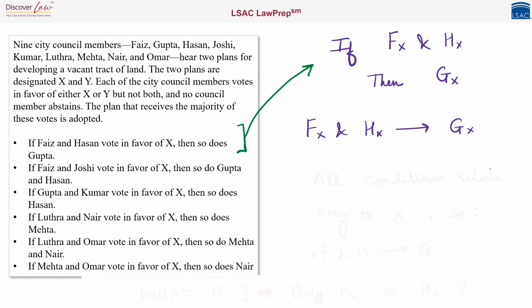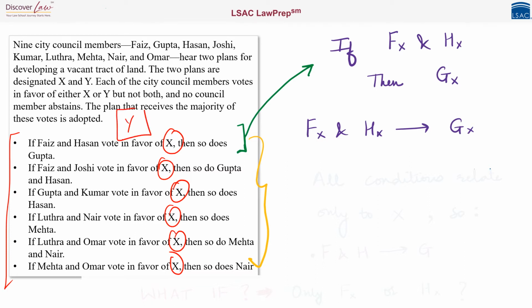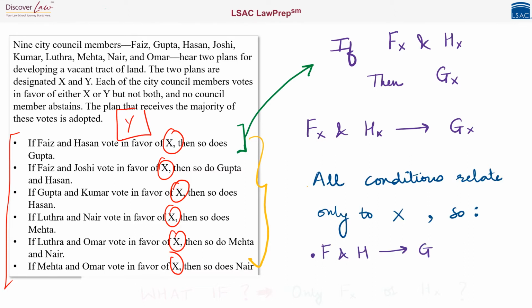But what you can see here is that in all of these conditions, right, in all of the conditions, you can see that everything relates only to X, right? It's not like something relates to X and something relates to Y. So a simple way of writing this, a simpler way of writing this would be to just let go of this because we don't need this. We know that it is dealing only with X. So you might as well just write it like this.